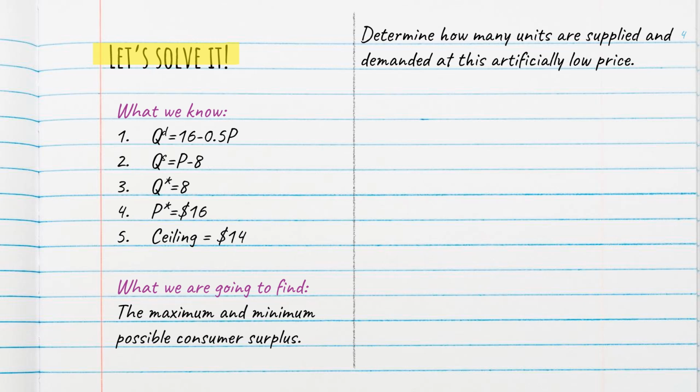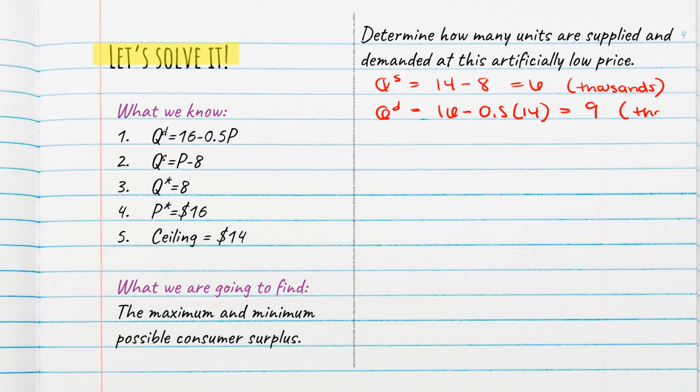So let's start with supply. The quantity supplied is equal to 14 minus 8, which is equal to 6. And if it helps you, you can remind yourself that this is in thousands. The quantity demanded at this artificially low price is 16 minus 0.5 times 14. 16 minus 7 is 9. And again, this is in thousands.